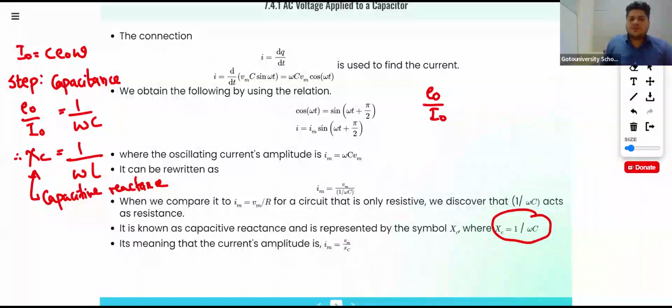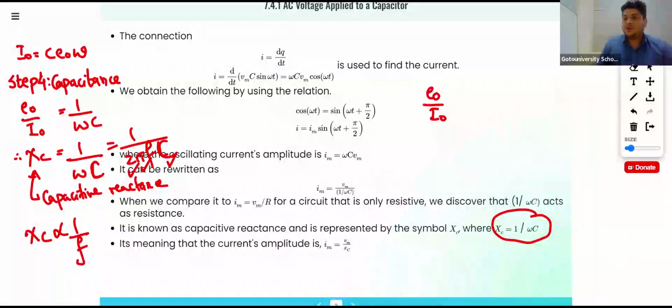Okay, so what is omega? Omega will be equal to 2 pi F, so XC is 1 upon 2 pi FC. 2 is constant, pi is constant, C is constant. That means your XC will be inversely proportional to frequency. Now you can easily plot the graph of reactance versus frequency.